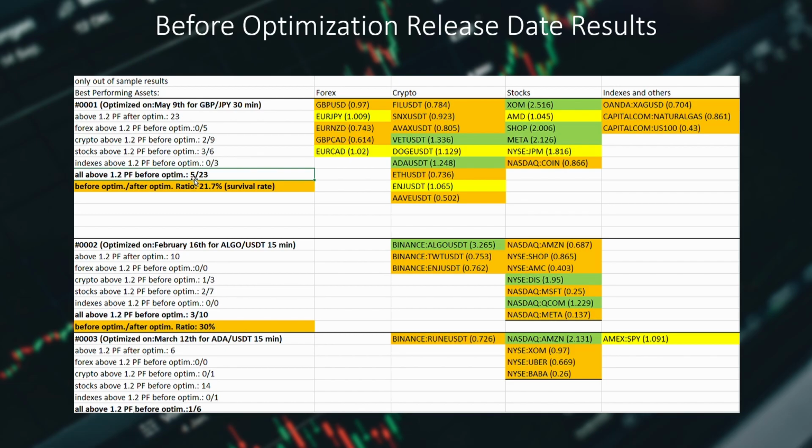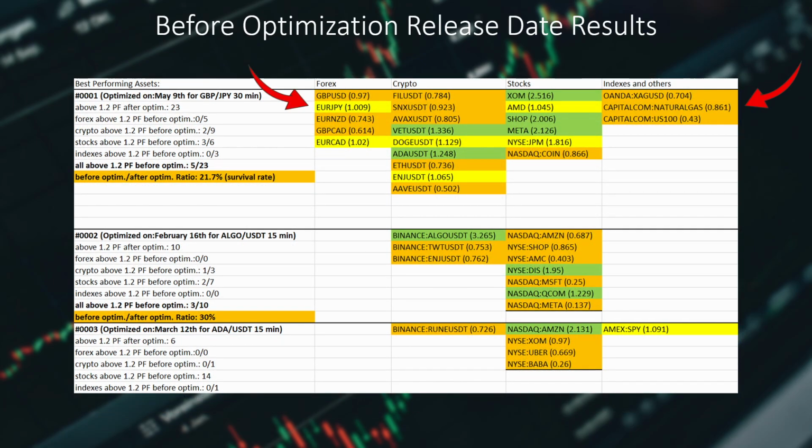So basically, in the case of the 001 optimization, there were 23 assets that were profitable after the optimization date, but out of those 23 assets, only 5 assets were profitable even before the optimization release date. The last but one of the most important factors is the survival ratio. The survival ratio is the ratio between the profitable assets before and after the optimization date. Generally, the higher this value is, the better the optimization is.